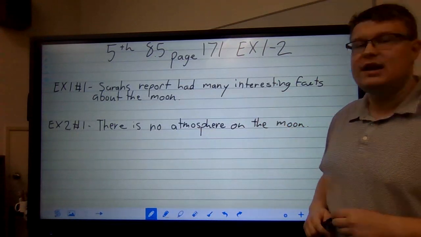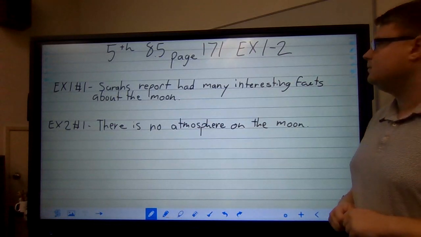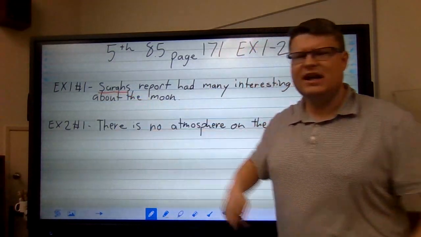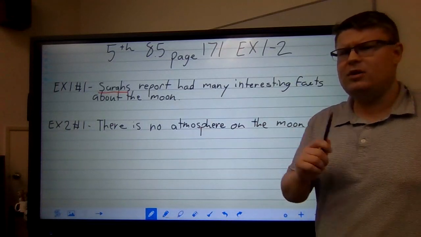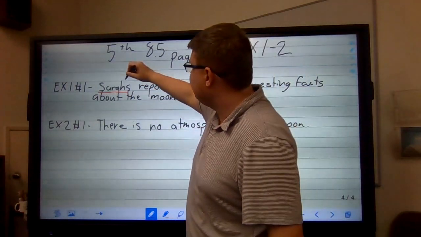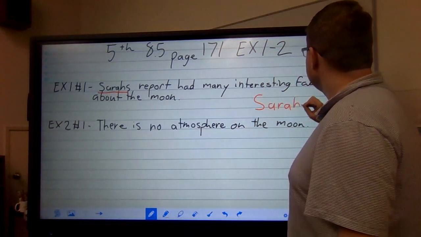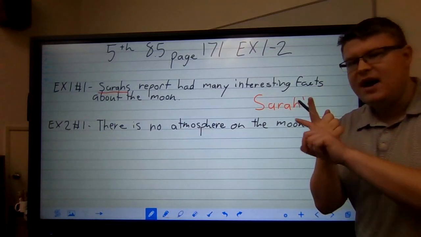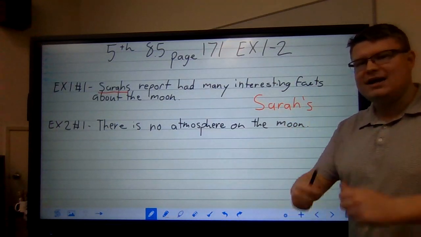So the sentence for number 1 in exercise 1 is this. Sarah's report had many interesting facts about the moon. You can see that Sarah is here. Looks like it's plural, Sarahs. That doesn't make sense. Sarah's a name. There should only be one Sarah. Who's owning the report? Sarah. So we should add an apostrophe right here. So you will write, for number 1 of exercise 1, Sarah's. That's what you do in exercise 1. Find the word that is missing its apostrophe, be it a possessive noun or a contraction, and write it correctly.